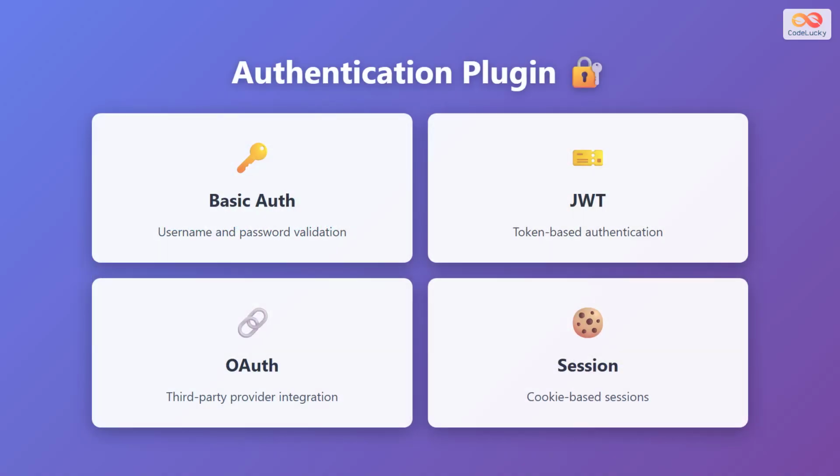The Authentication plugin in Ktor supports multiple authentication strategies to secure your application. Basic authentication validates users with a username and password combination. JSON Web Tokens, or JWT, provide token-based authentication that's stateless and scalable. OAuth allows integration with third-party authentication providers like Google or GitHub. Session-based authentication uses cookies to maintain user sessions across requests. Each of these strategies has its own use cases, and you can even use multiple authentication strategies in the same application to support different types of clients or security requirements.